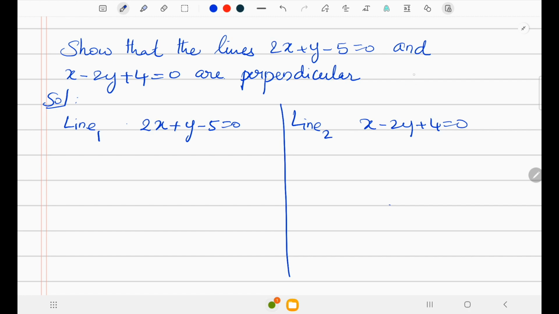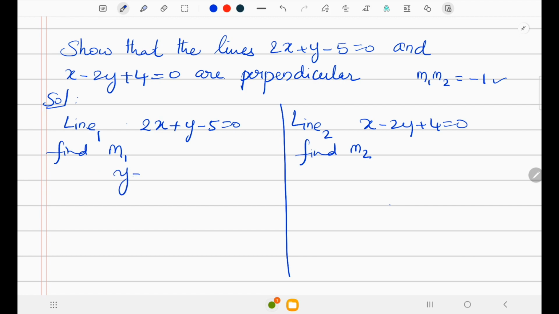Already we know the condition for perpendicular. What is the condition? The product of m1 and m2 must be equal to minus 1, right? This is the condition for perpendicular. So from this we need to find the gradient of the first line, and here also we need to find the gradient of the second line. So how to find the gradient?